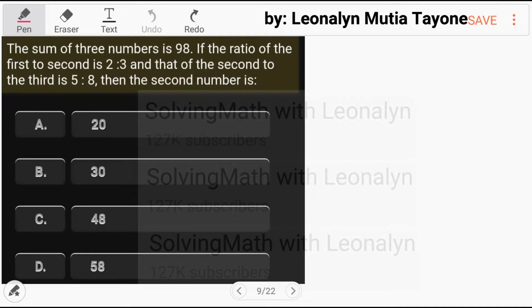The sum of three numbers is 98. If the ratio of the first to second is 2:3, and that of the second to third is 5:8, then the second number is what?